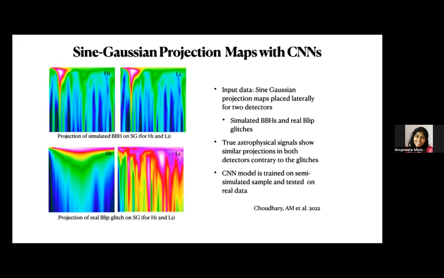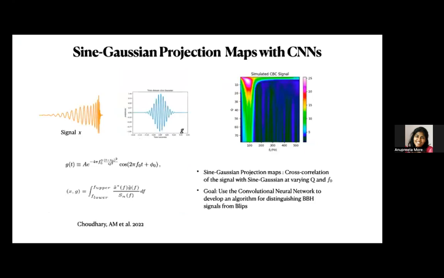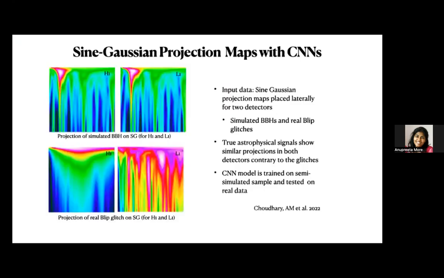So is the signal detection done by the machine learning algorithm, or is there a parameter space that you constrain your Q and f naught to and then decide? No. We have used this range. This is the range we are using. And then we just analyze this with the machine learning.